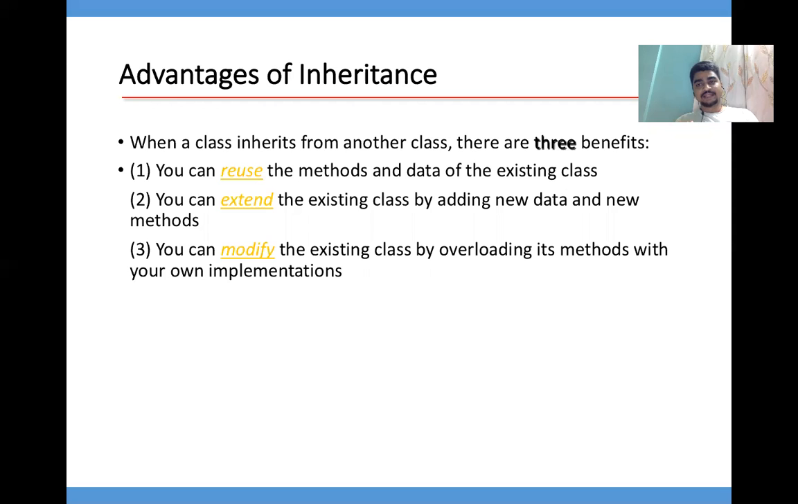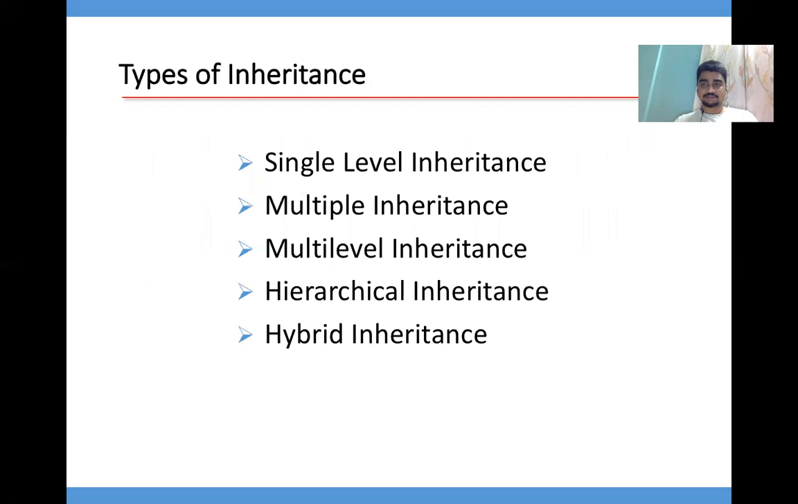Now, the basic advantages of using inheritance are, first, reuse: you can reuse the methods and data of the existing class. Second, you can extend the existing class by adding new data, features, or methods to it. Third, you can modify the existing class by overriding its methods with your own implementations. So we use reuse, extend, and modify. These are the three main advantages of inheritance.